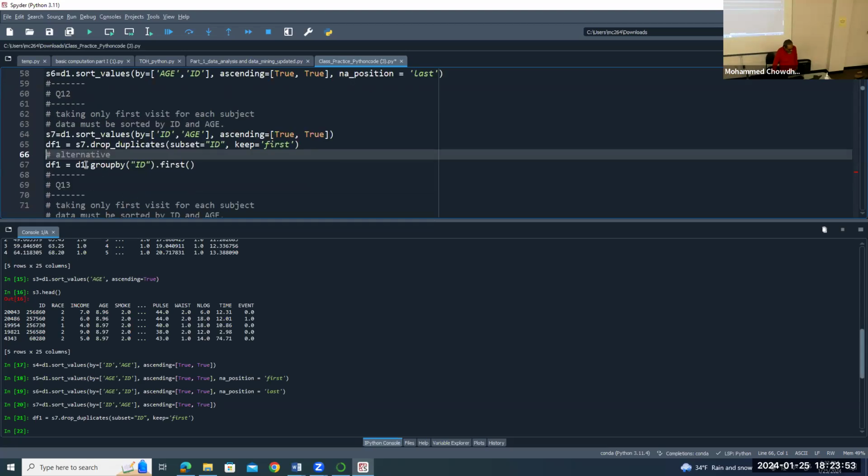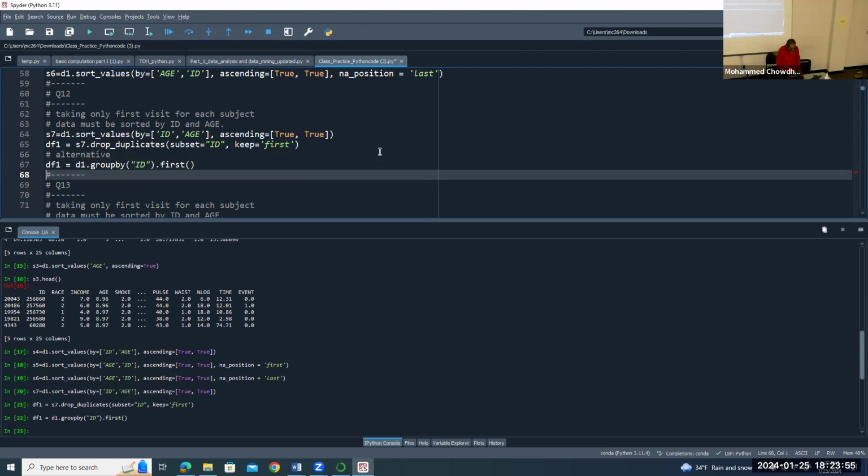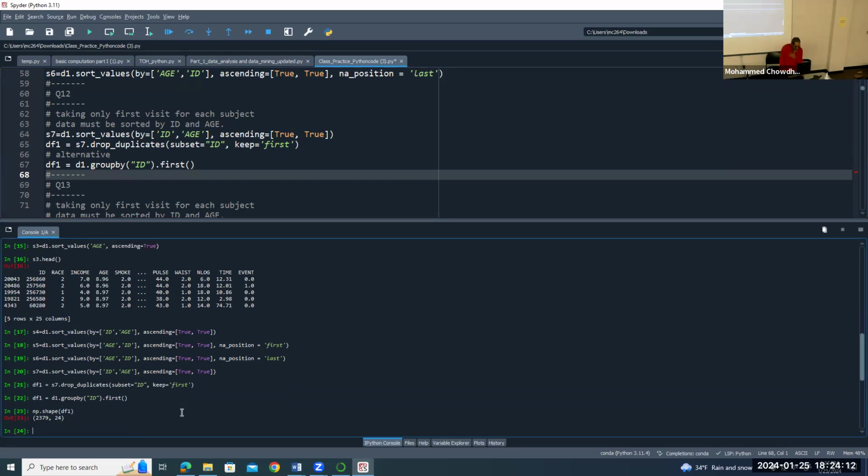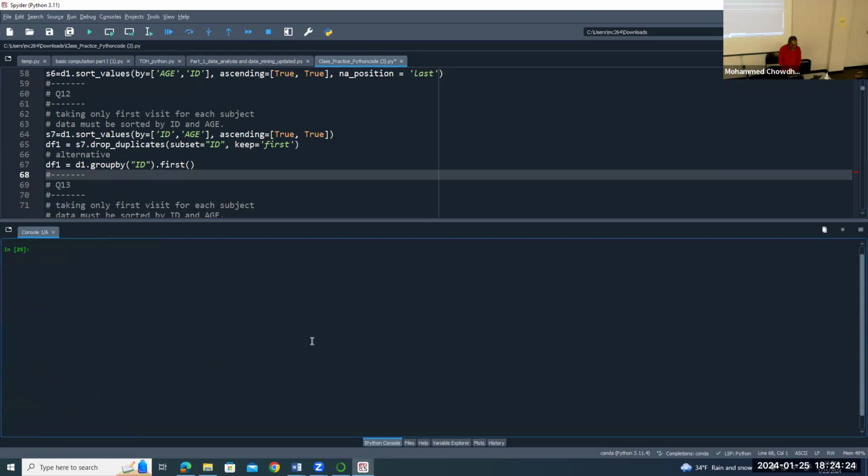An alternative approach I have also written in here. This is also an alternative approach, df1. If you write np dot shape of df1, you will see a significant reduction. So 2379 persons, their first visit appears. Are you okay? Are you understanding?